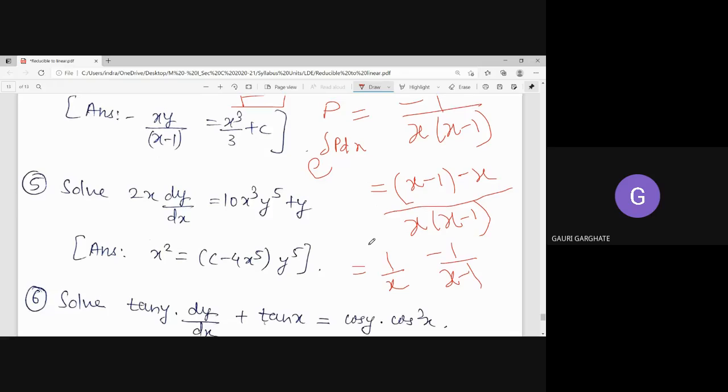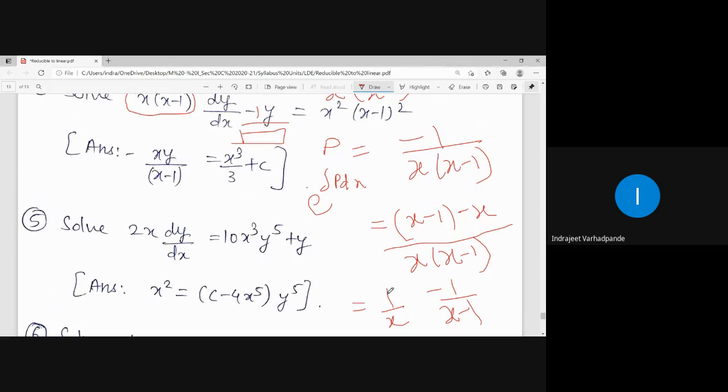What is the integration of 1 upon x? Log x. What is the integration of 1 upon x minus 1? Log of x minus 1. See, whatever adjustment of x we are doing, ultimately we have got the answer by partial fraction. So another technique for splitting this product into two is partial fraction. Have you heard the word partial fraction before this? Yes, sir.